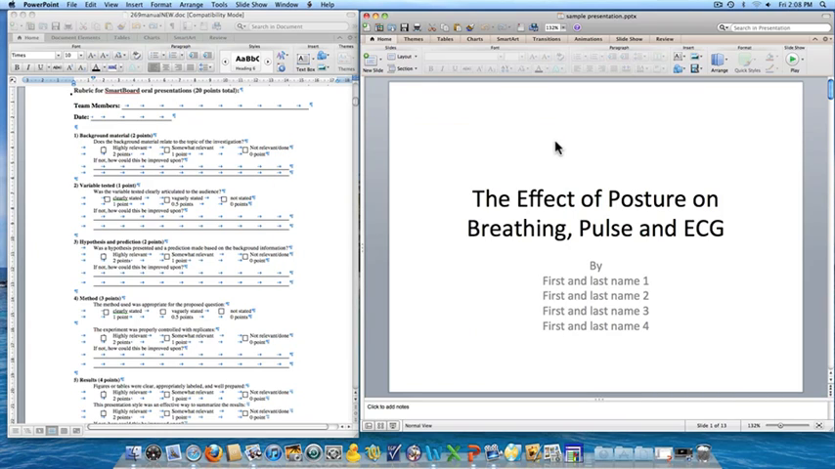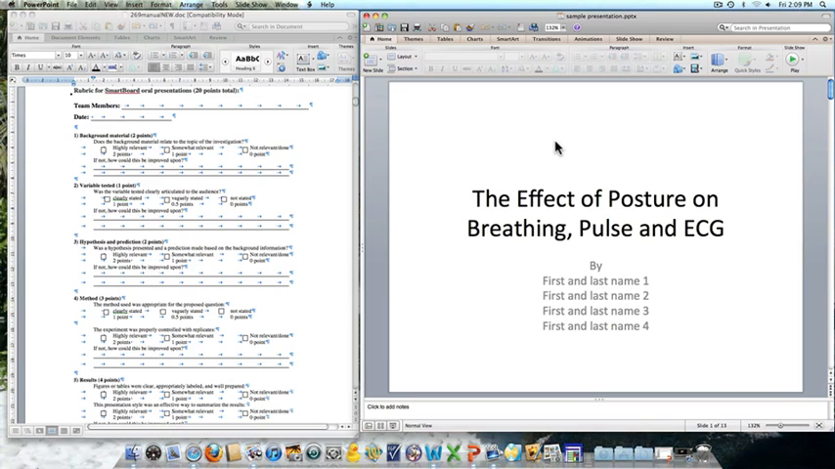So what you see on your screen on the right hand side is the actual presentation. On the left hand side you've got the grading rubric. The first slide should be a title slide. The title should be very precise in terms of what your study is designed to do, what it's designed to measure, and each of the names of the participants should also be on the slide as well.